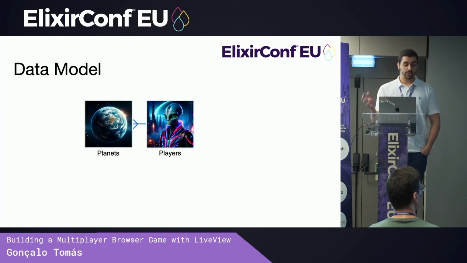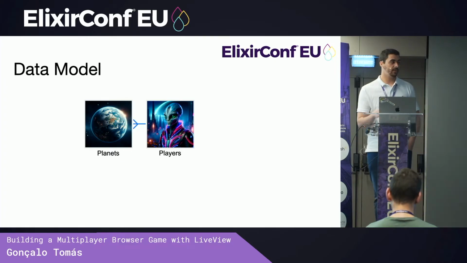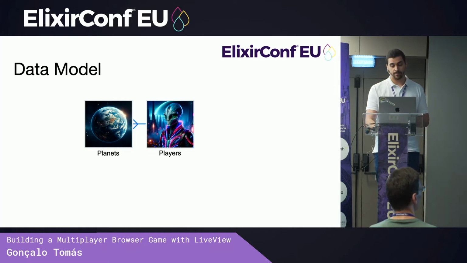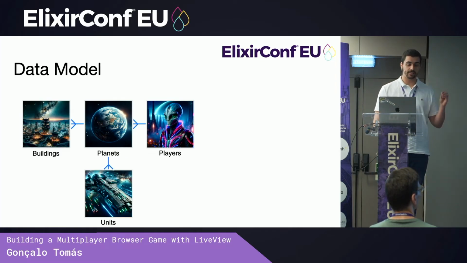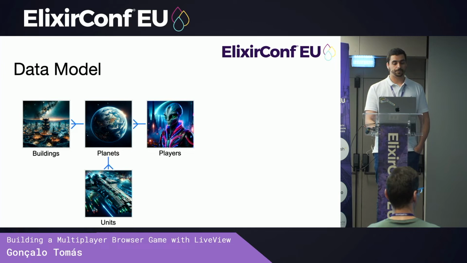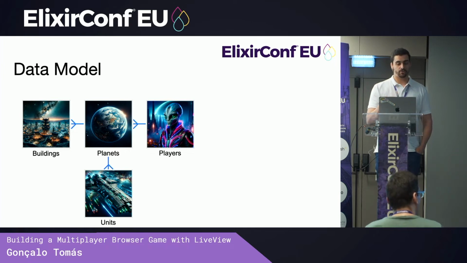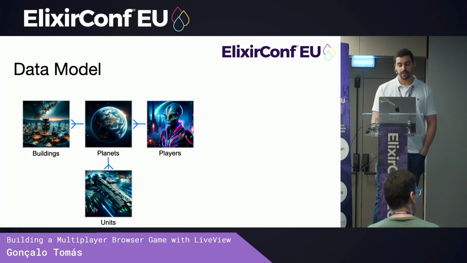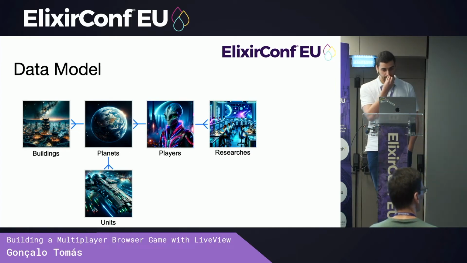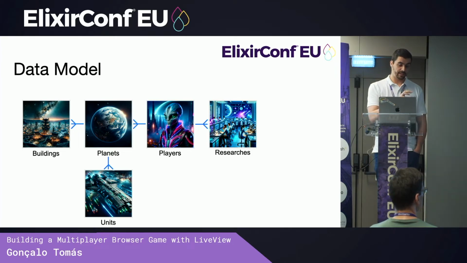And each player can have multiple planets. So planets are a core entity of the game. Every action happens in the context of a planet, because that's where we have buildings, units, resources, and all that. So planets are going to be central for how the game events take place. Additionally, there's also researches. This is how you unblock new stuff in the game. You research it on a planet, but once you do it, it's available globally.